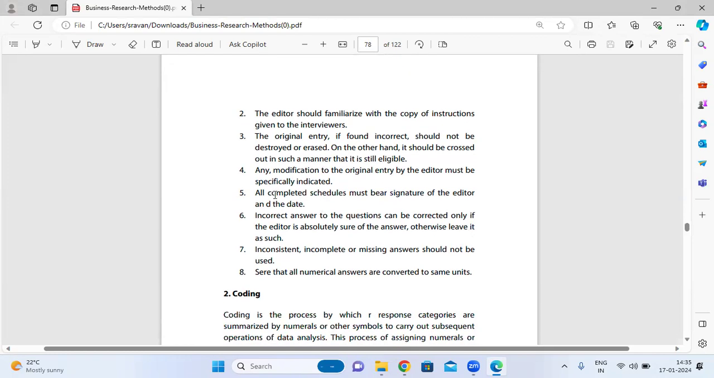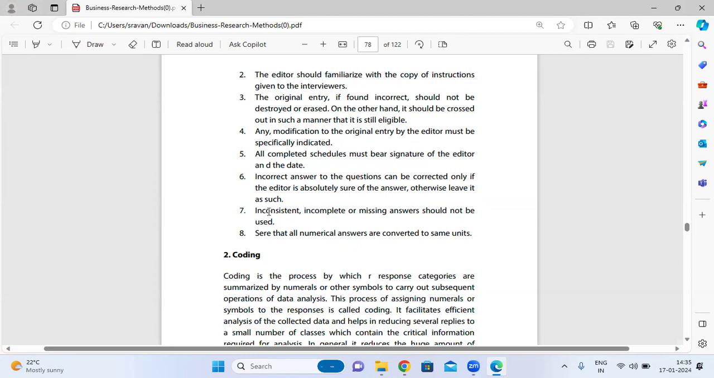Next, all completed schedules must bear the signature of the editor and the date. Incorrect answers to the questions can be corrected only if the editor is absolutely sure of the answer; otherwise, leave it.